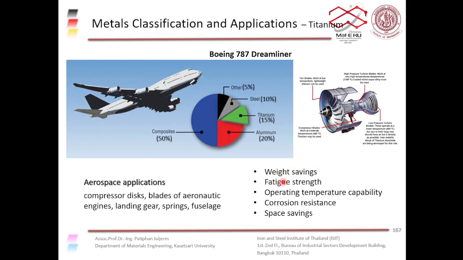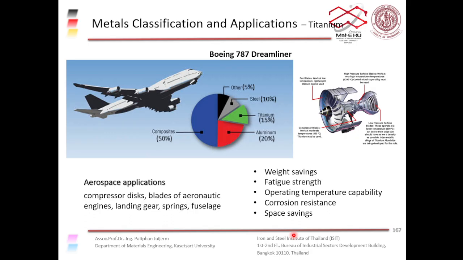Titanium has good fatigue strength. It can be operated at high temperature, so you have operating temperature capability. It's very good corrosion resistant, and it has space saving. Space saving in this case is when you compare titanium to aluminum alloys.